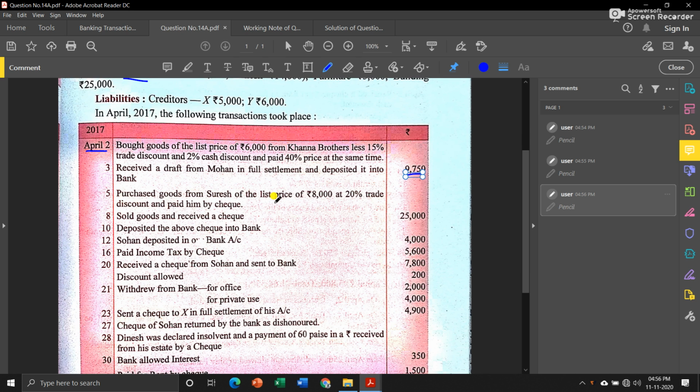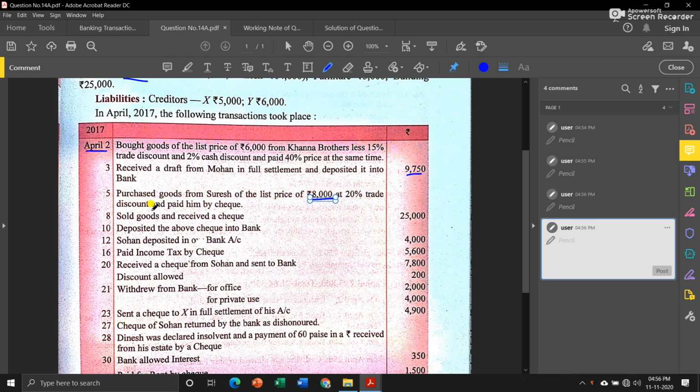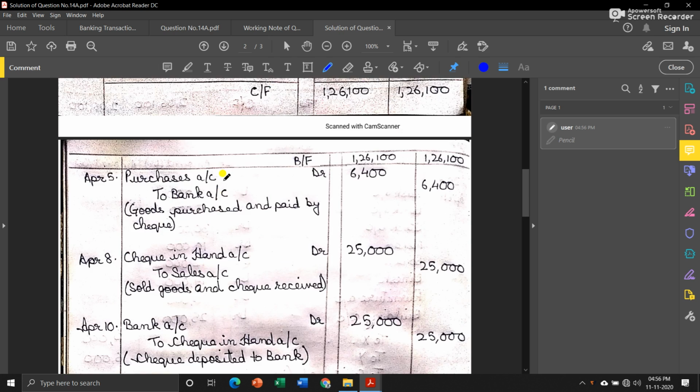Purchased goods from Suresh of the list price 8,000 at 20% trade discount and paid him by check. That means we purchased goods from him and we made the payment through check. So the entry will be: we purchase goods, so purchases account will be debited, and since we made the payment by check, the amount will be deducted from our bank, so we will credit bank account. List price was 8,000, but there was trade discount of 20%, so 20% of 8,000 is 1,600. After deducting, we got an amount of 6,400.